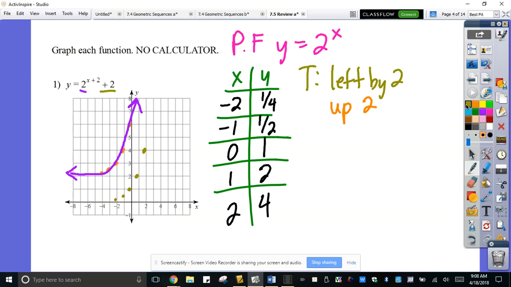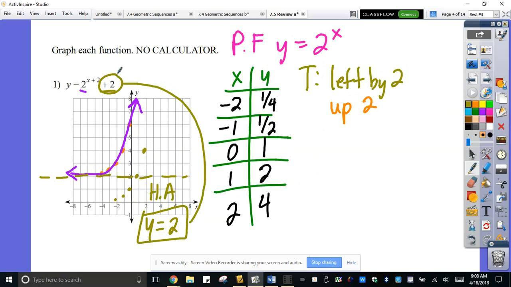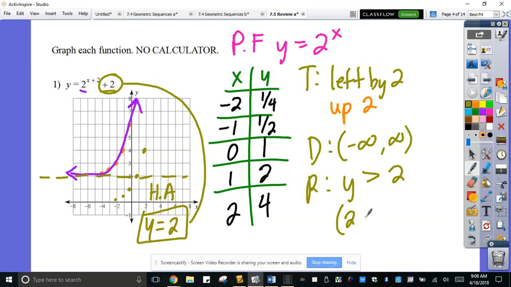And we know that this is your horizontal asymptote, which is y is equal to 2. A good technique there: y equals 2 represents the 2 in that transformation, in that equation. The domain here is all real numbers. The range here is y is greater than 2, or we write it better as 2, comma, going to positive infinity. Did I miss anything? I think that's it. Next.